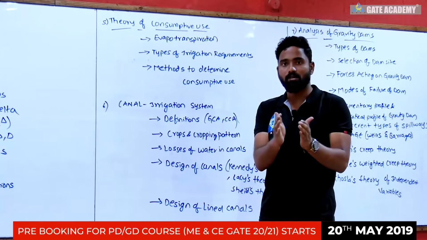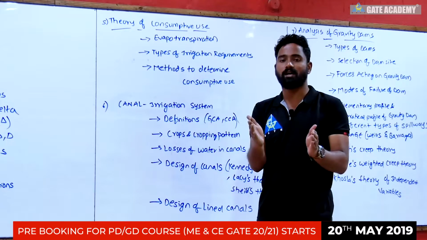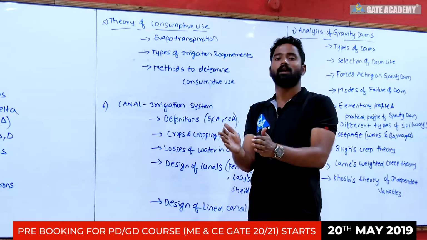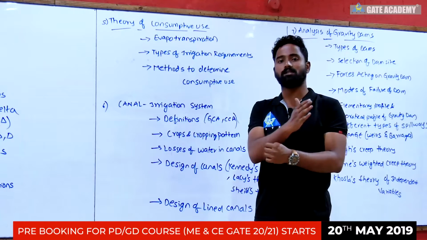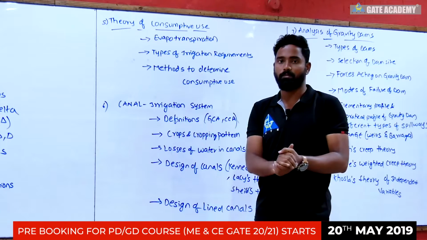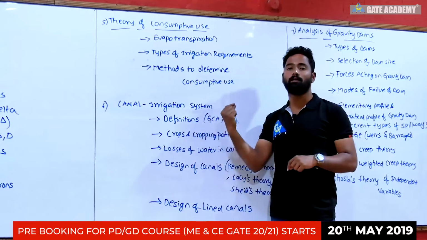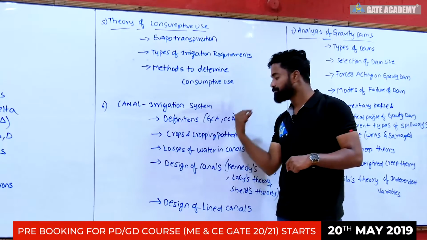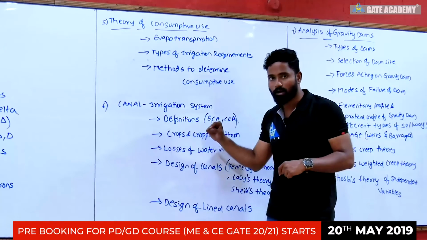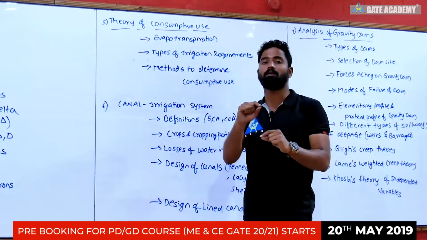I mean Kharif season, from which month to which month it is Kharif season, and from which month to which month it is Rabi season. Rabi season is generally from October to February. So that's how you have to remember, and every crop and every cropping pattern.